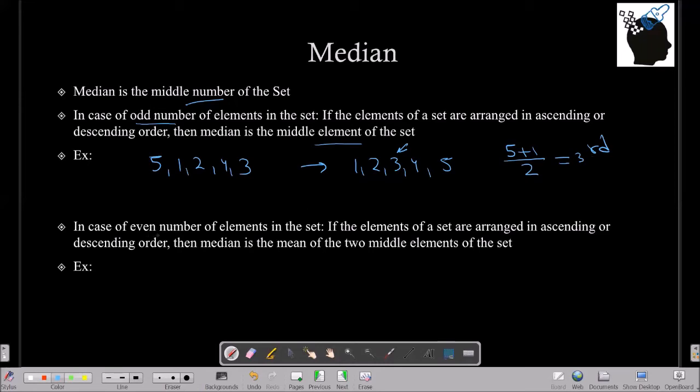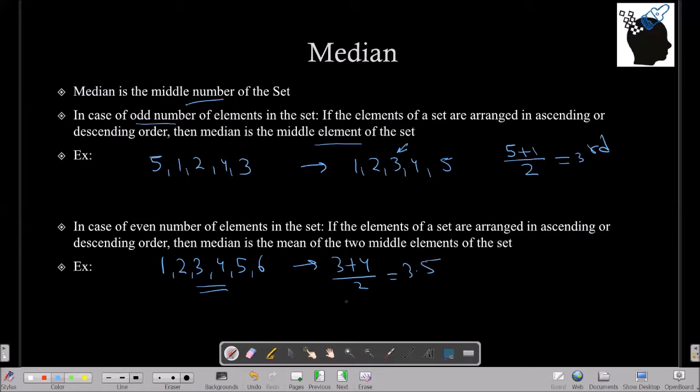Now let's see what happens if we have even number of elements in the set. So if we have even number of elements in the set, then again we'll go ahead and arrange the set in ascending or descending order. And the median is nothing but mean of middle two values of the set. So let's take an example. So let's say the set is 1, 2, 3, 4, 5, 6. Since we have even number of values, which is nothing but 6 values in this case, the median will be nothing but mean of middle two values. So 3 plus 4 by 2, or nothing but 3.5.